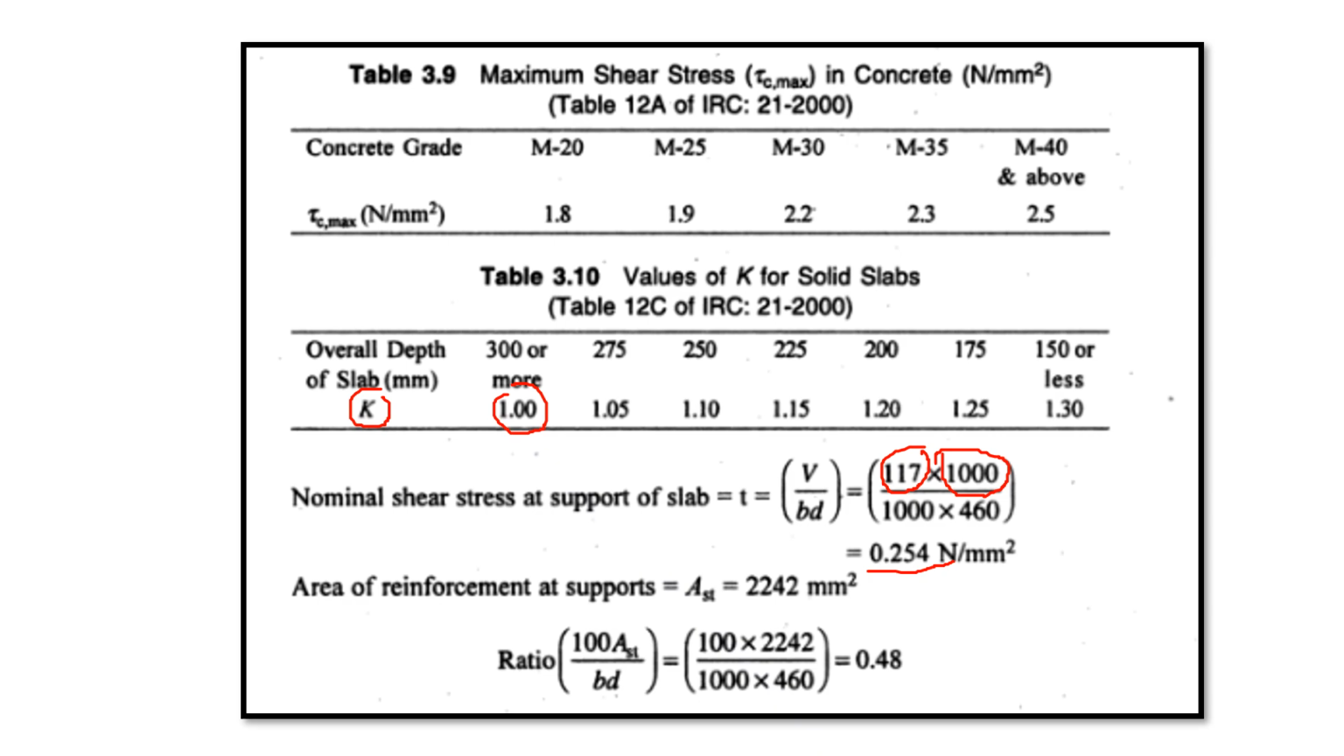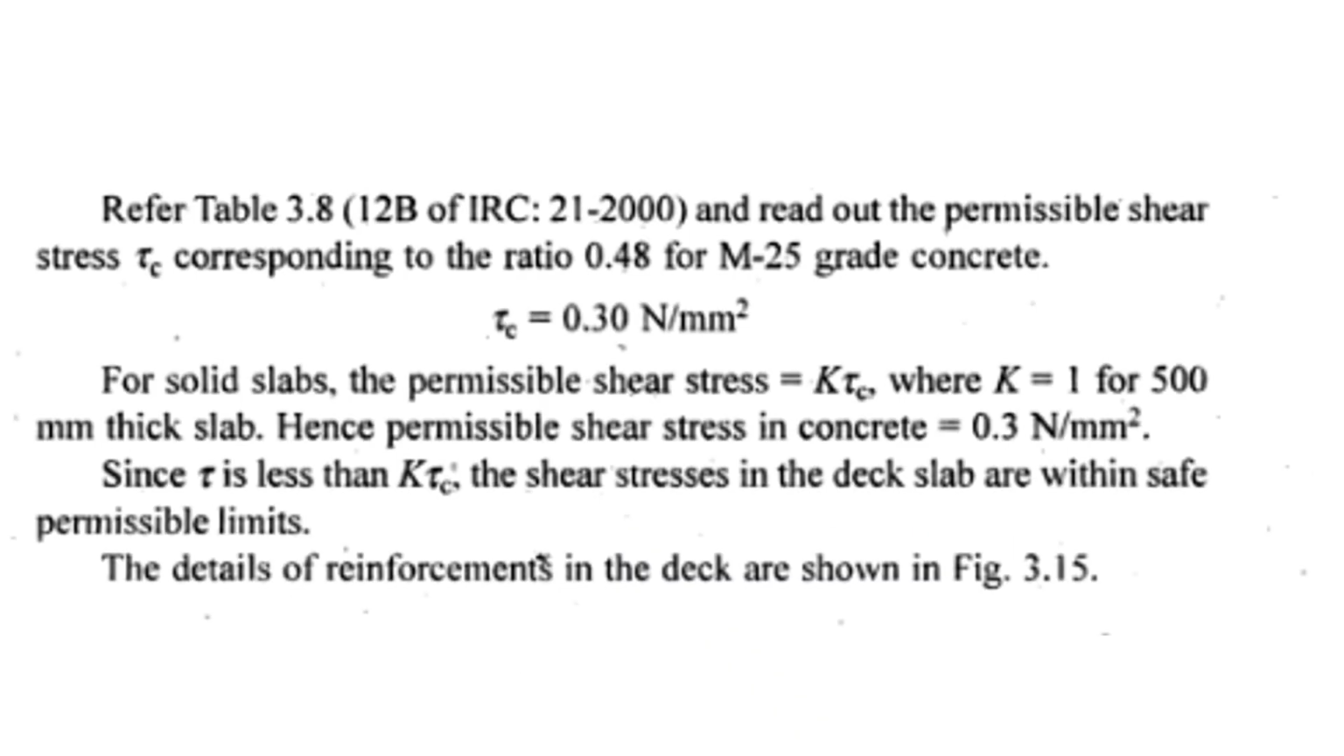Next, for the calculation of tau C, for 100 AST by B D, and the grade of concrete M25, tau C is 0.3 Newton per mm square. For solid slab, the permissible shear stress is K into tau C, where K is equal to 1 for slabs of thickness greater than 300 mm. So K is equal to 1, and the permissible shear stress in the concrete is found to be 0.3 Newton per mm square. Since tau V is less than K into tau C, the shear stress is within the permissible limit and is safe.